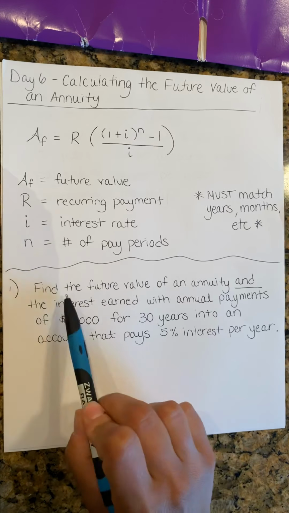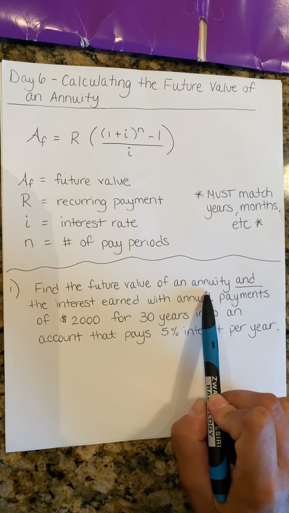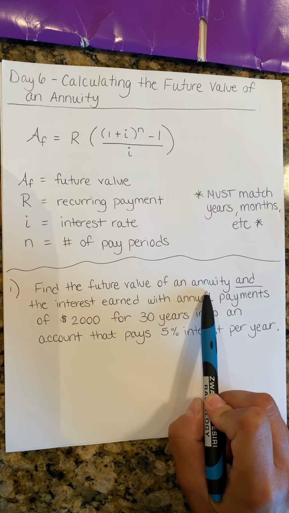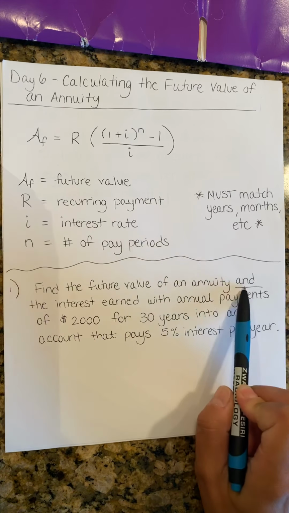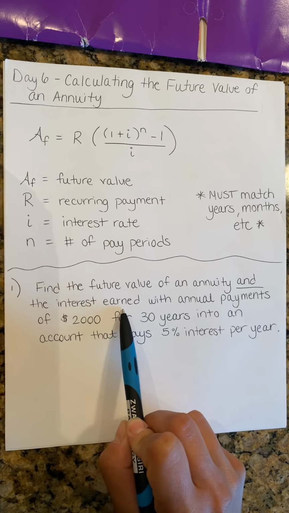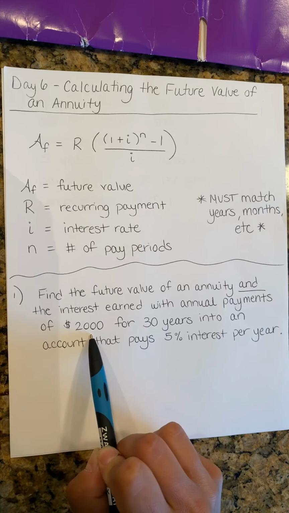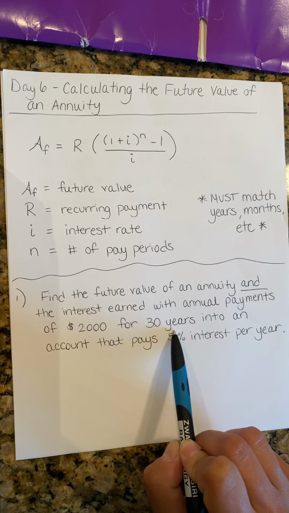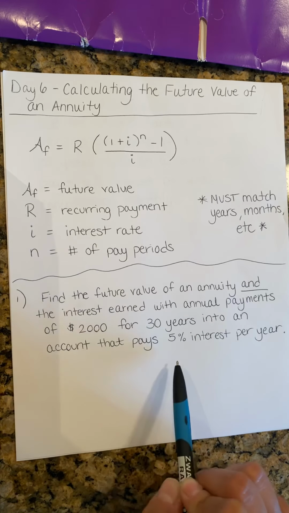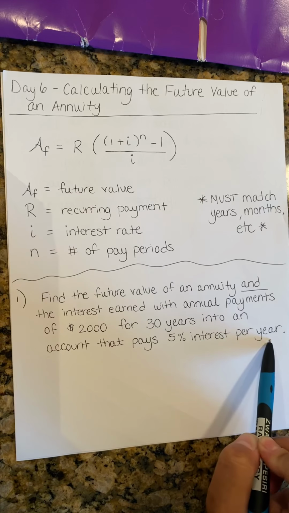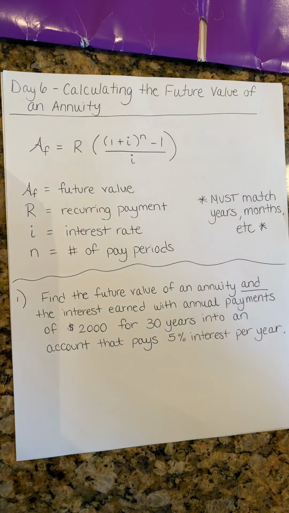So it says find the future value of an annuity. Sorry, that's like a tongue twister. Of an annuity and the interest earned with annual payments of $2,000 for 30 years into an account that pays 5% interest per year. Now, the very first thing that I want to make sure is, does everything match up?